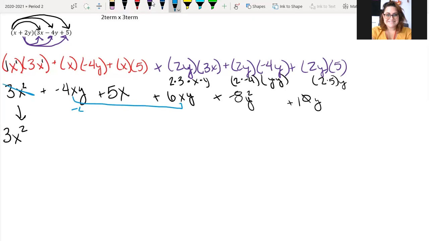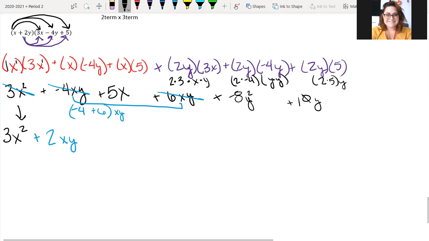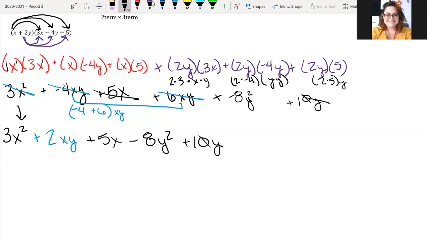We can put our xy's together. So what is negative 4 and 6? Negative 4 plus 6xy. That would give us positive 2xy. And again, I'm going to cross them out so I remember we did it. And there's nothing else to combine. So we would just copy everything else down. Plus 5x minus 8y squared plus 10y.